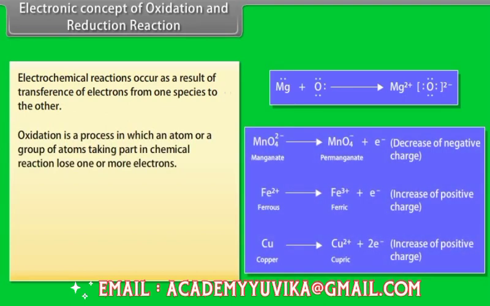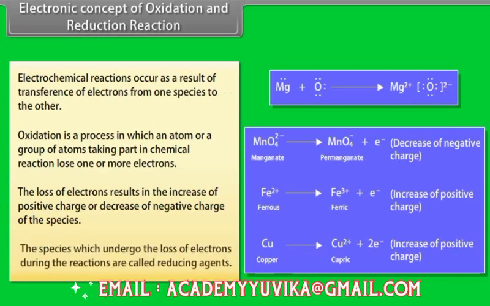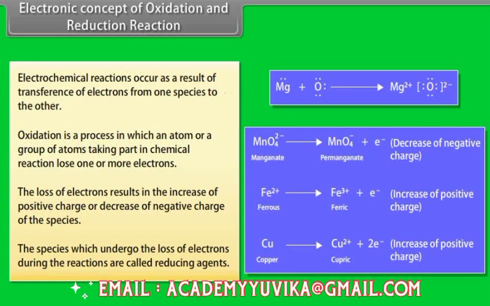Oxidation is a process in which an atom or a group of atoms taking part in a chemical reaction loses one or more electrons. The loss of electrons results in the increase of positive charge or decrease of negative charge of the species. The species which undergo the loss of electrons during the reactions are called reducing agents. MnO4 3−, Fe2+ and CO are reducing agents in these examples.